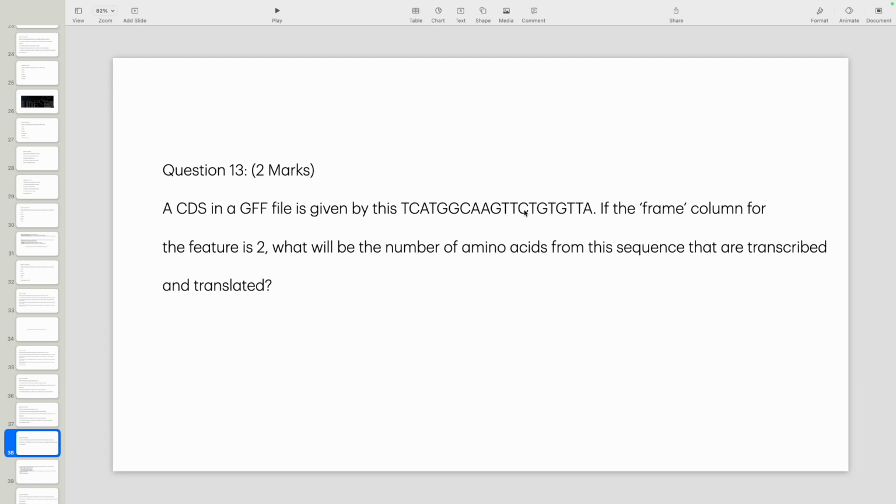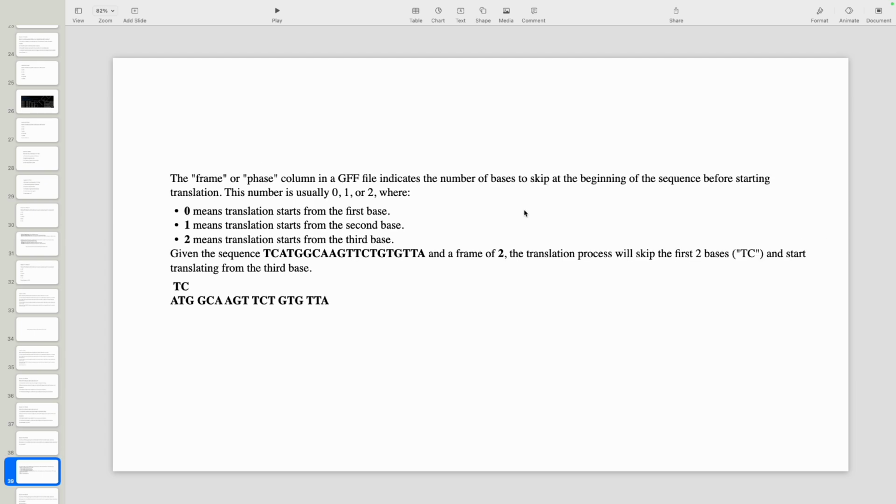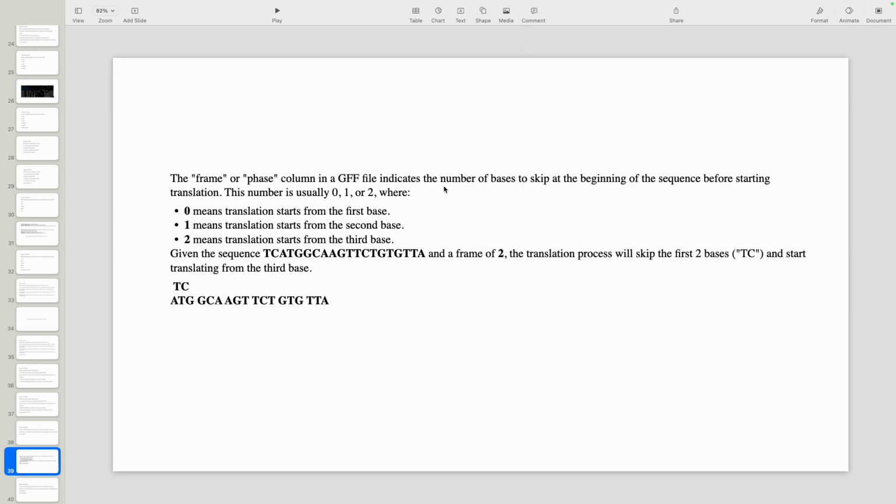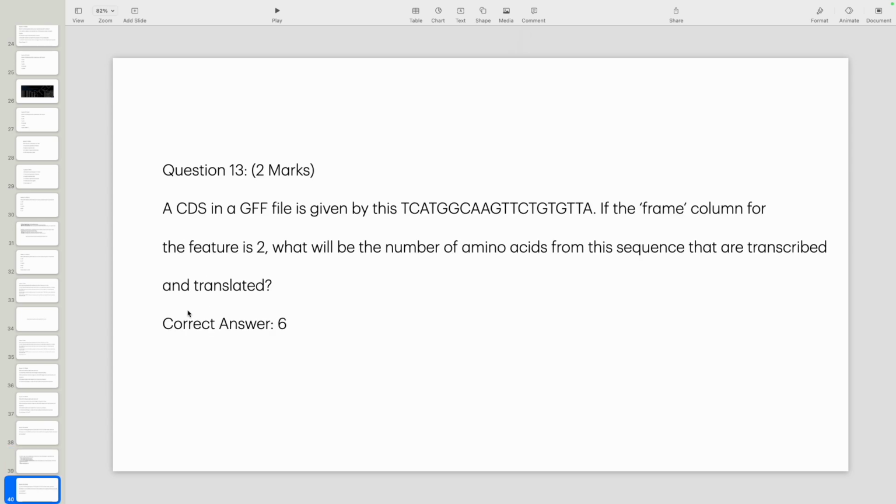We have one answer which is 6. So the correct option would be 6 only, because if we ignore the first 2 bases, we are left with 6 codons. So 1, 2, 3, 4, 5, 6. Each codon codes for 1 amino acid. We have 6 codons, so we will have a sequence of 6 amino acids. So the correct option is 6. So we'll move to our next question.